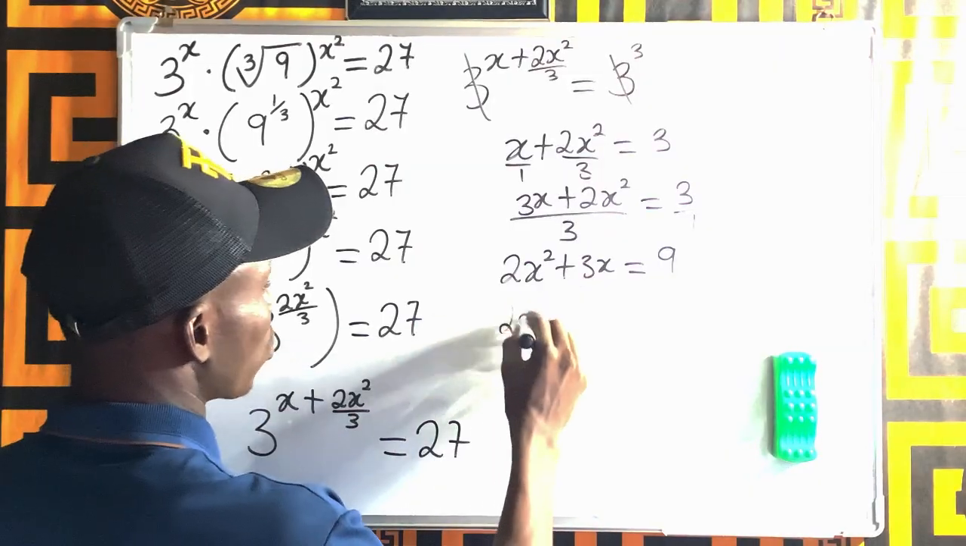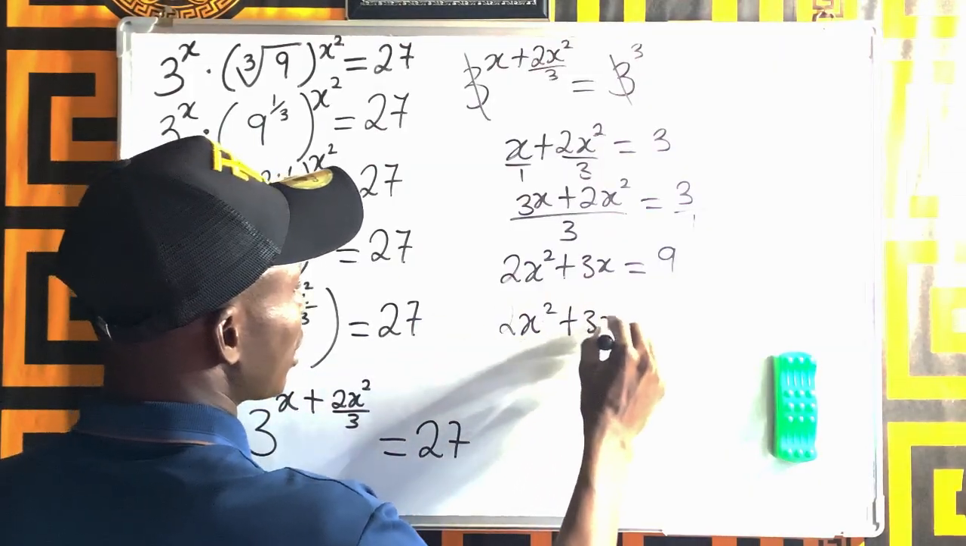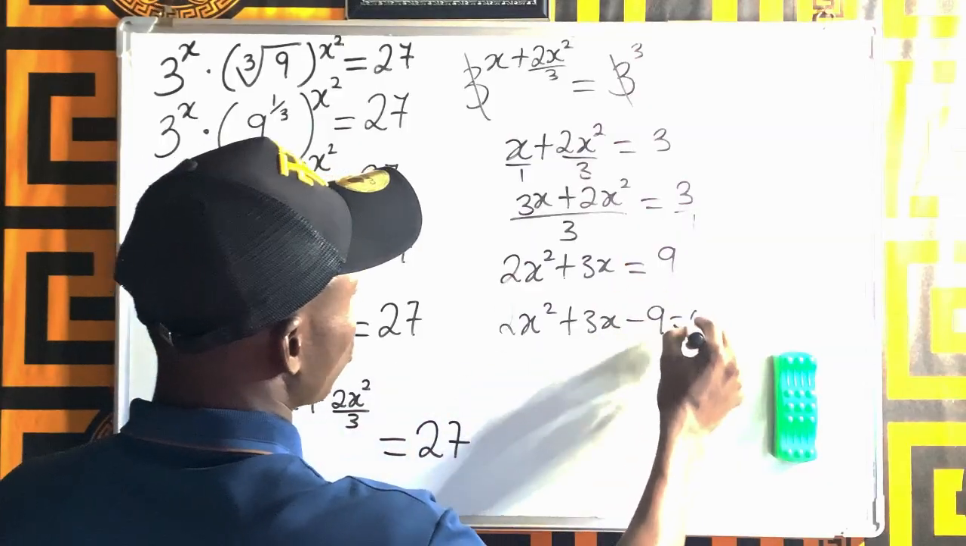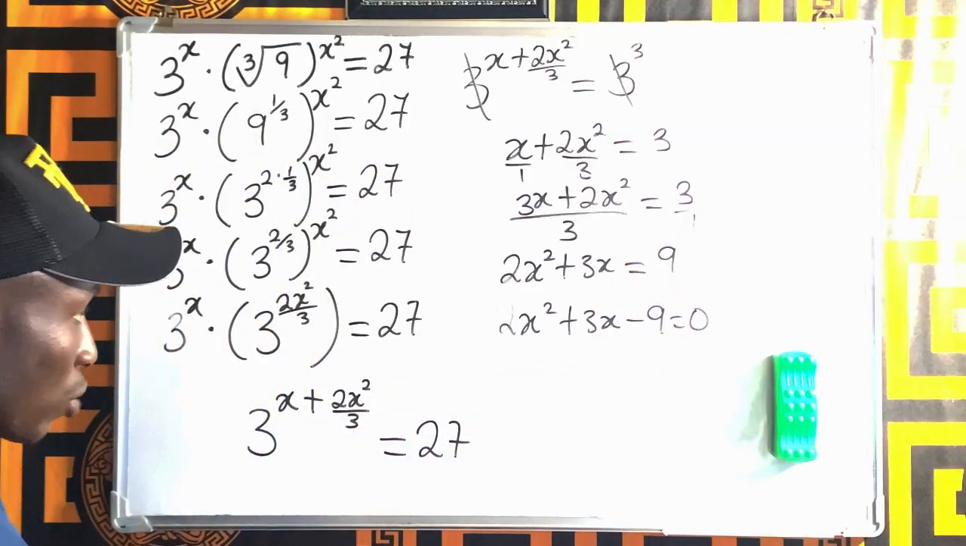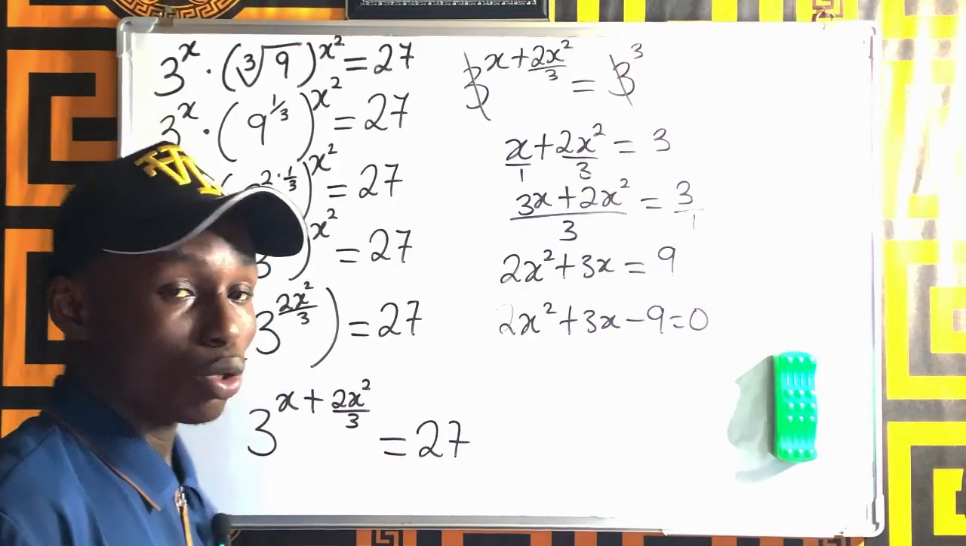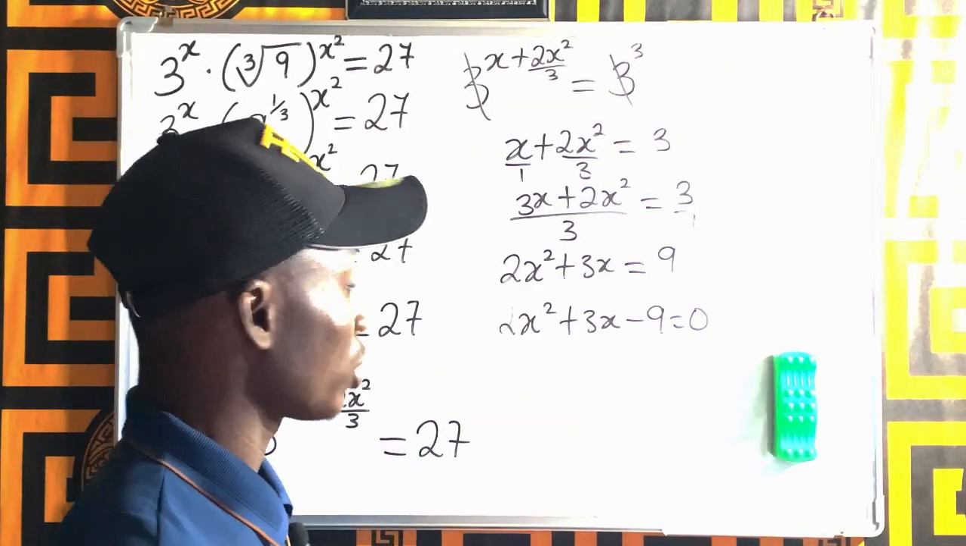That means 2x squared plus 3x minus 9 is equal to 0. And this is a quadratic equation. Now let's solve this.